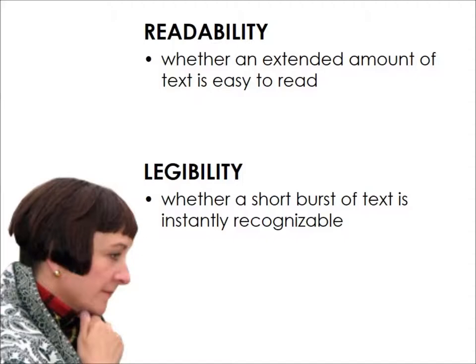Robin Williams, in the two short chapters we read for this lesson, distinguishes between readability and legibility. Readability has to do with whether or not an extended amount of text is easy to read, whereas legibility has to do with whether a short burst of text is recognizable and readable.